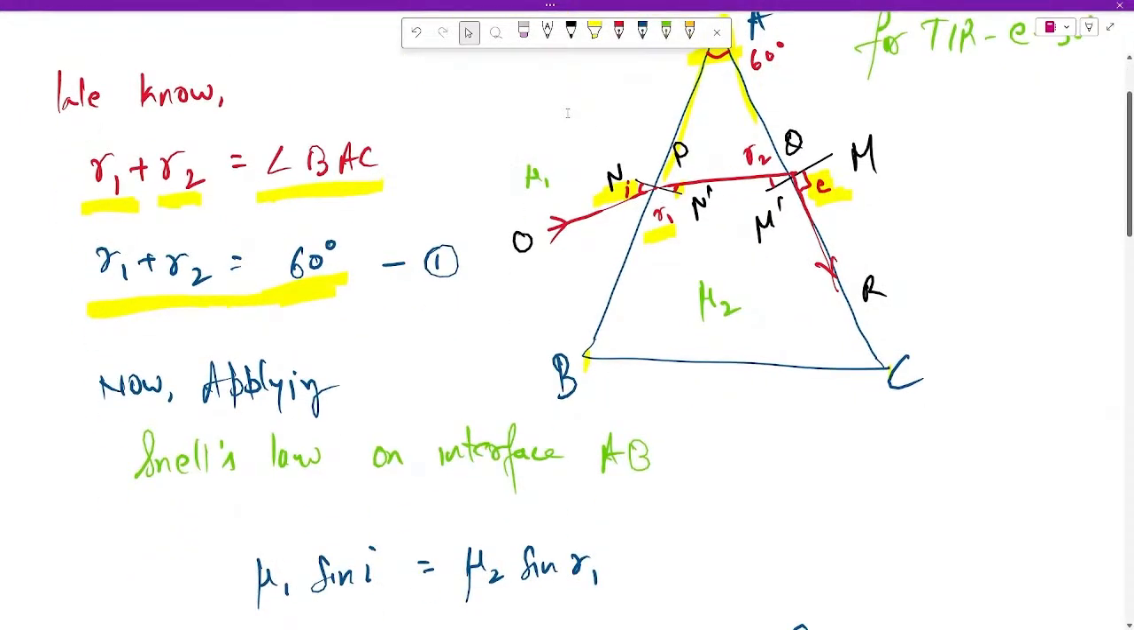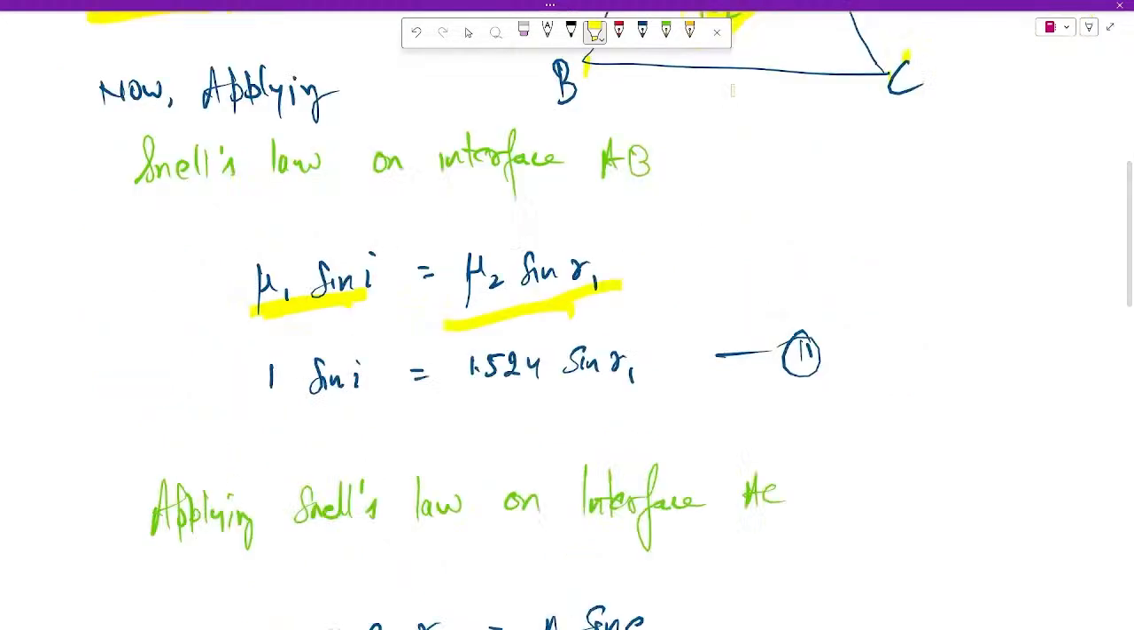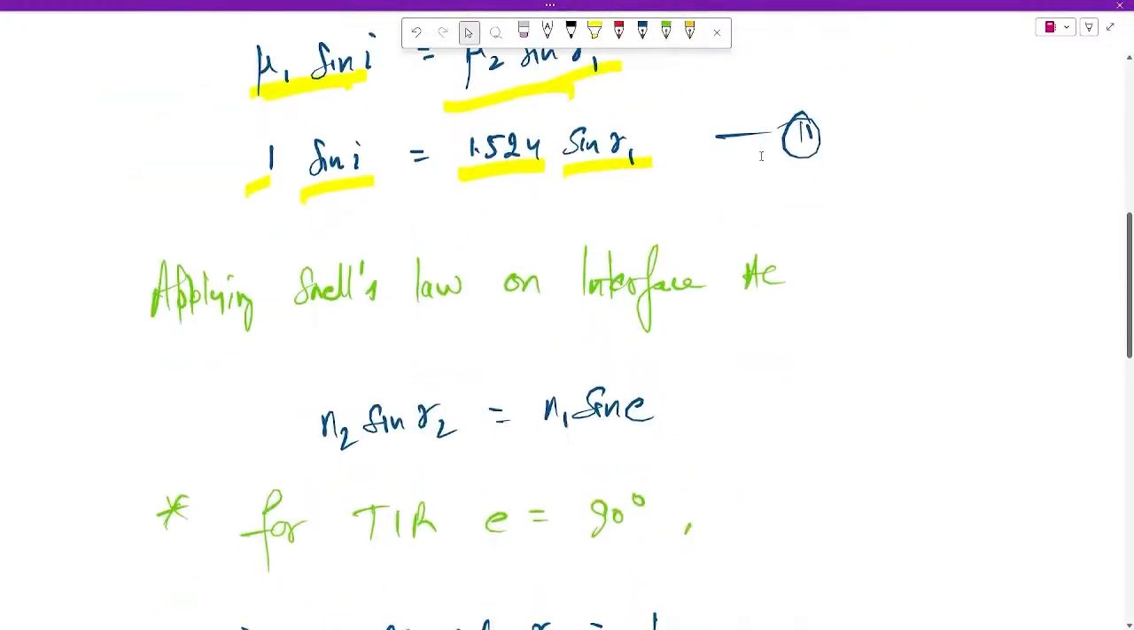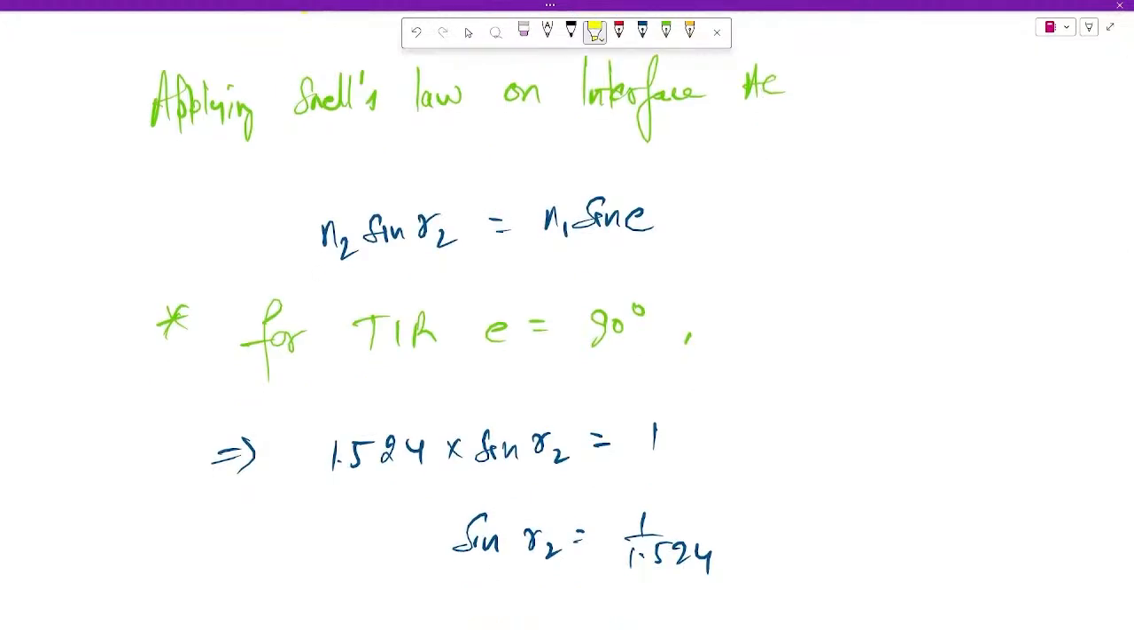Now we will be applying Snell's law on these two faces AB and AC. Applying Snell's law on face AB, if the outer media has refractive index mu1 and the prism has refractive index mu2, then mu1 sin i equals mu2 sin r1. The refractive index of the media surrounding the prism is 1, so sin i would be equal to 1.524 times sin r1. Now applying Snell's law on the interface AC, the second face, mu2 sin r2 equals mu1 sin e, where mu1 is the refractive index of the media that is surrounding the prism.